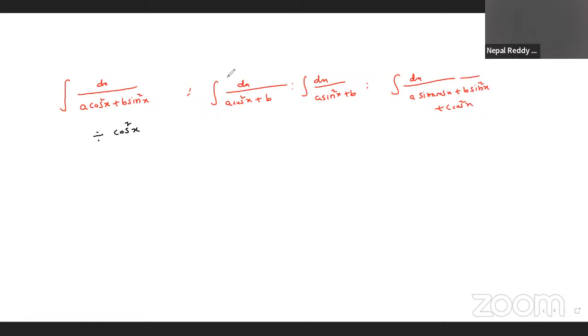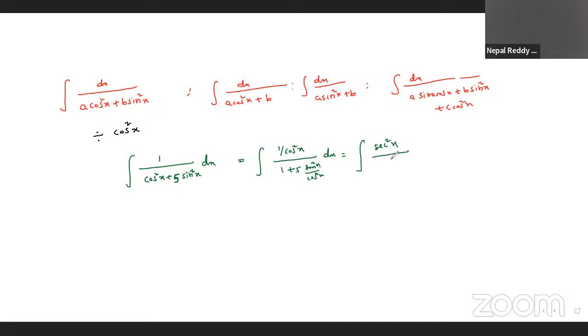For example, the question is integral 1 by cos square x plus 5 sin square x dx. This is the question. If you have cos square x plus 5 sin square x, then divide each and every term with cos square x. You will get 1 by cos square x divided by 1 plus 5 sin square x by cos square x into dx. 1 by cos square x is secant square x.